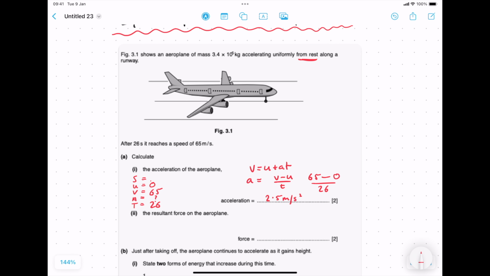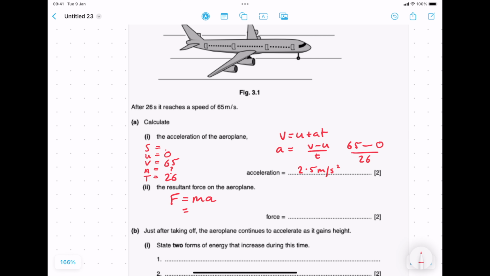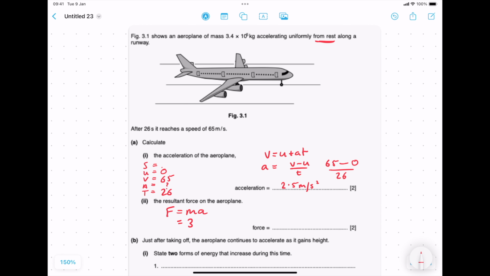The resultant force on the aeroplane. The equation linking acceleration, mass, and force is F equals ma, where m is the mass of the object, a is the acceleration, and F is the resultant force. And so we can plug in the numbers that we have. The mass of the aeroplane is 3.4 times 10 to the 5. That's a 5, by the way. Multiplied by the acceleration at 2.5. So let's work that out. And that comes to 850,000. And the unit for force is newtons.